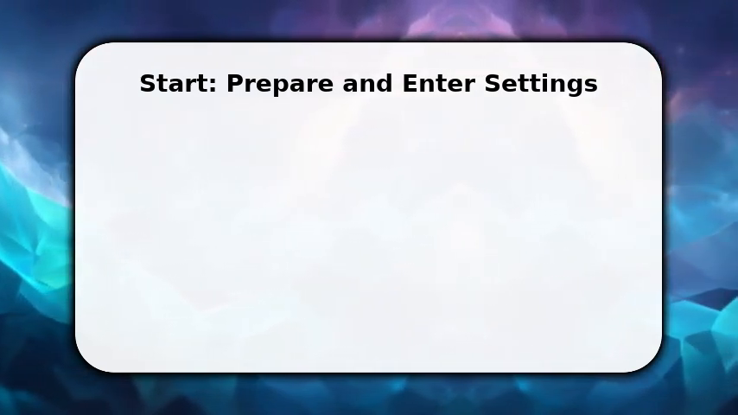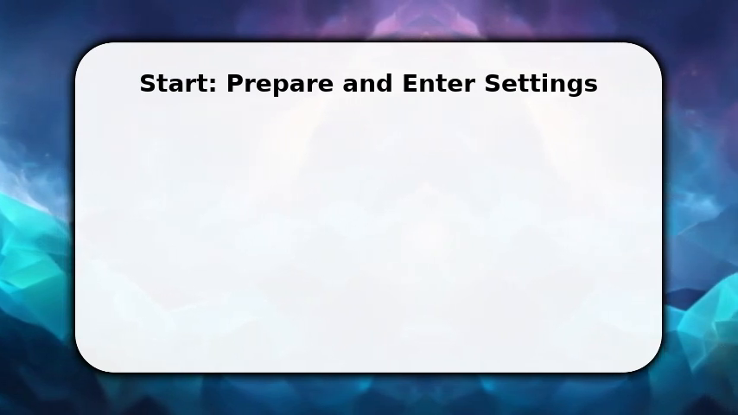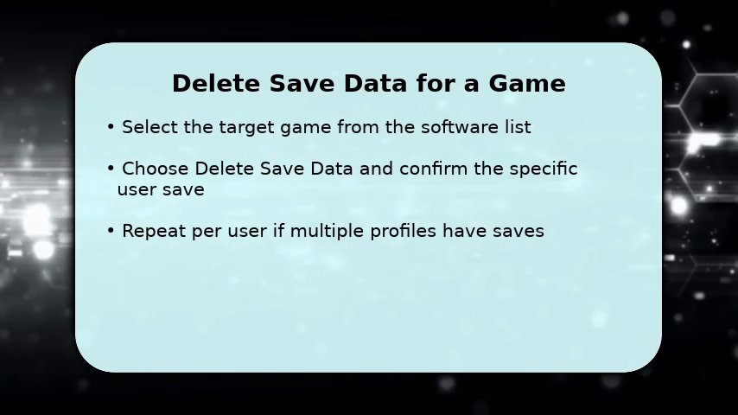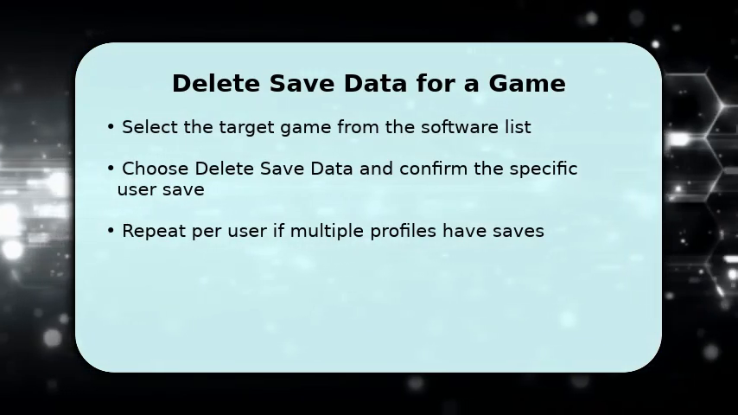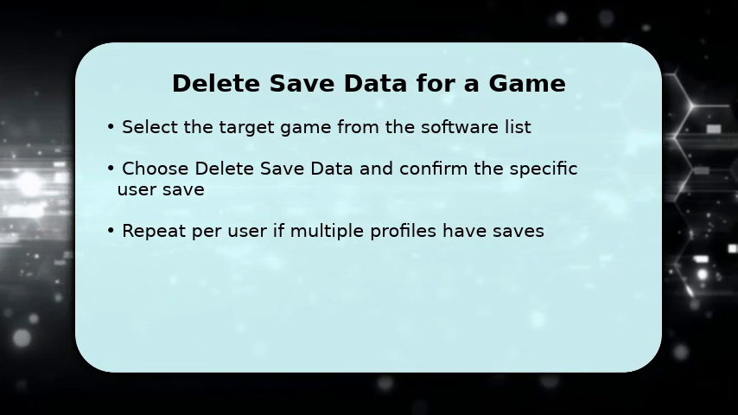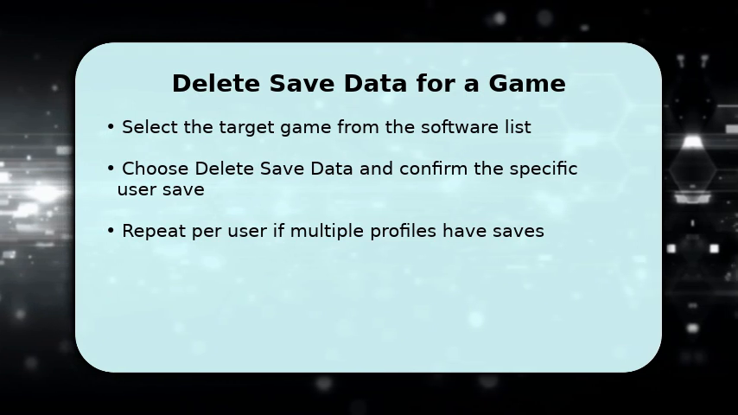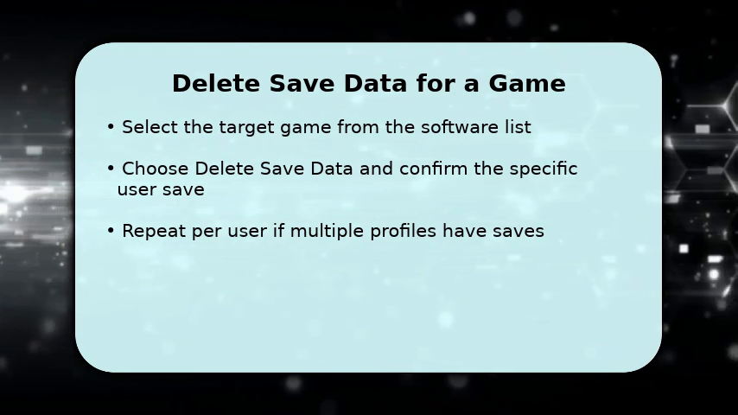This step targets the specific game's saved data rather than reinstalling or formatting the whole system. You select the exact game in the software list because deletion is per title. Once chosen, pick Delete Save Data and the system shows which user profiles hold saves. Choose the profiles to remove.